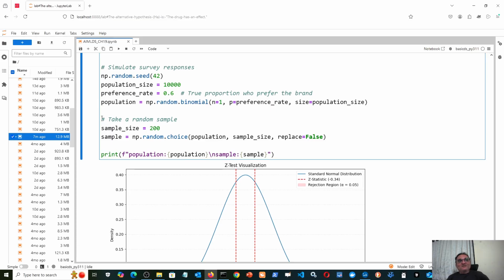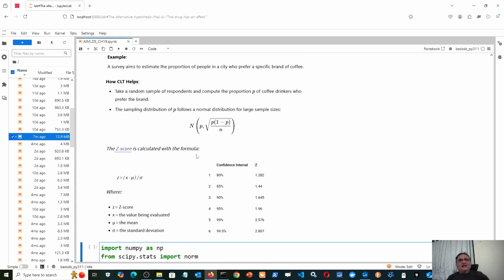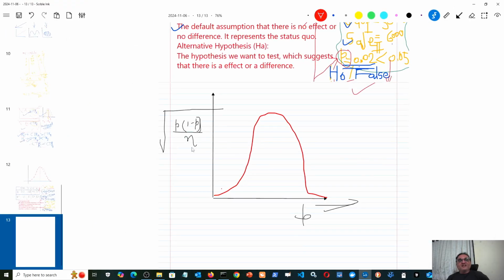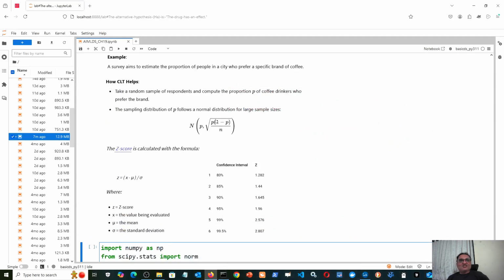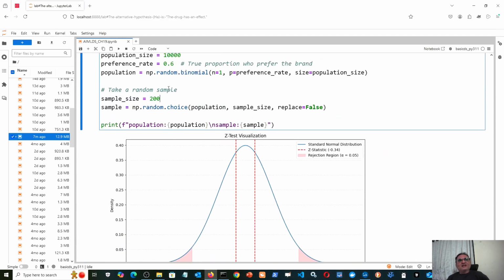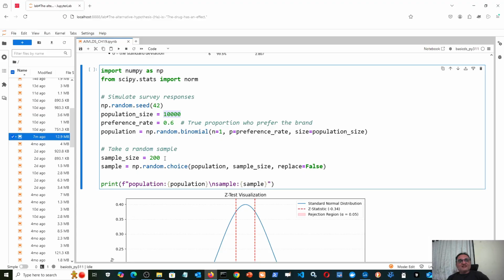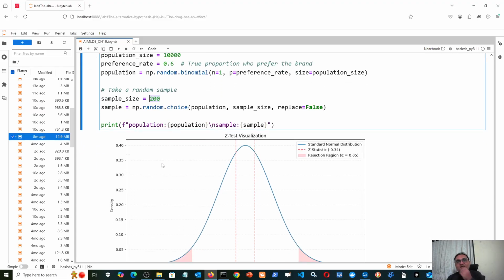Now I take the random sample. From here, the work of the data scientist will start. He will take a random sample and the size is 200. That is a fairly large size, because the assumption is that this will become normal, with P on one axis and root of P into 1 minus P divided by N on the other axis, provided N is large. Now large is not super large. It is always compared to the population size. So compared to 10,000 in the population, 200 is pretty large.